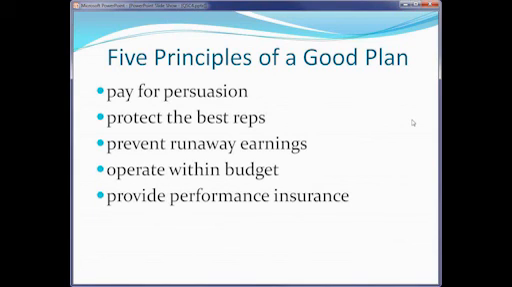So we'd always like to make sure that the plan prevents runaway earnings and anticipates the fact that there may be some windfall that comes in, and when that happens, that the profit that's generated by that sale is appropriately shared between the sales rep and the company, and the rep doesn't take all of it or more.